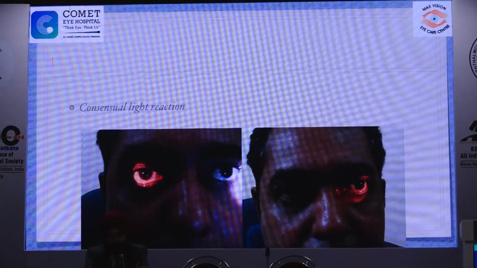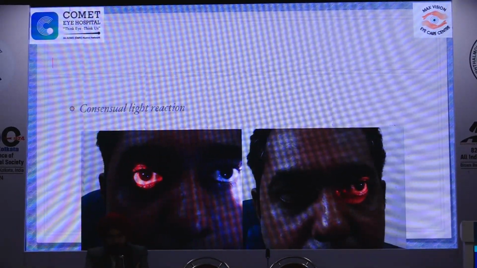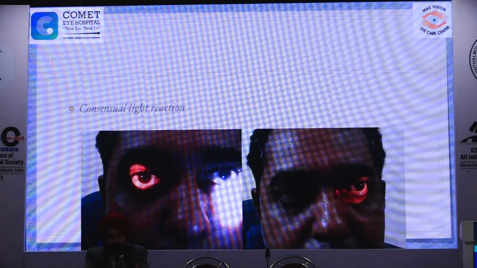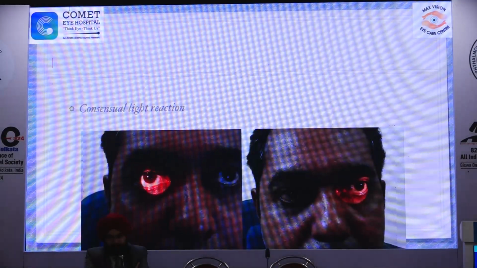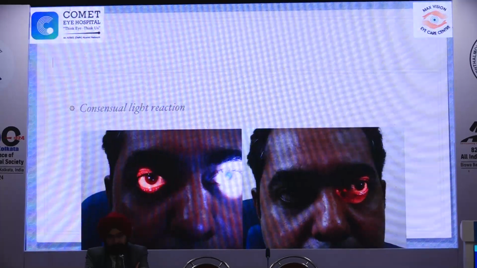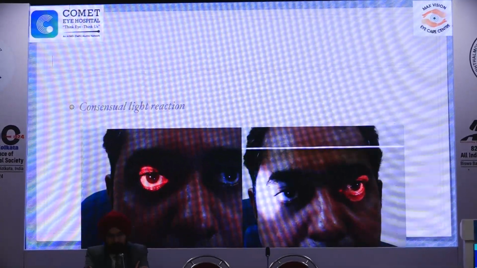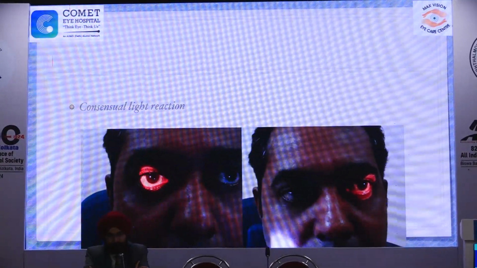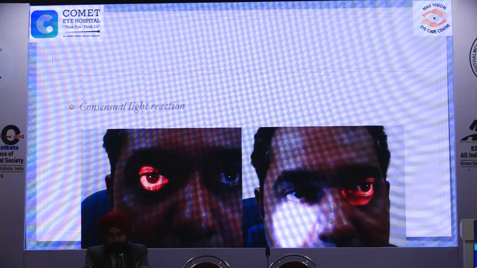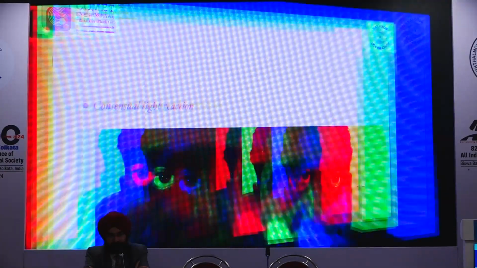We check the consensual light reflex. I had put a small light on this side so that we can see the reactions when we are trying to record. When we shine the light in the left eye, the right eye does constrict. And when we shine the light in the right eye, the left eye doesn't constrict. So there is a problem probably with the efferent pathway of the left eye.